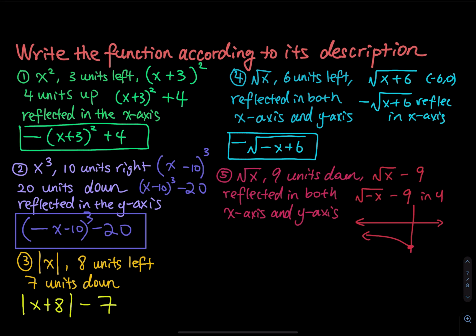And then how about reflection in x? For reflection in x, it looks like the only option we can do is put a minus in front of the square root, right? So negative square root of negative x minus 9. I'm asking you a question: is this correct?